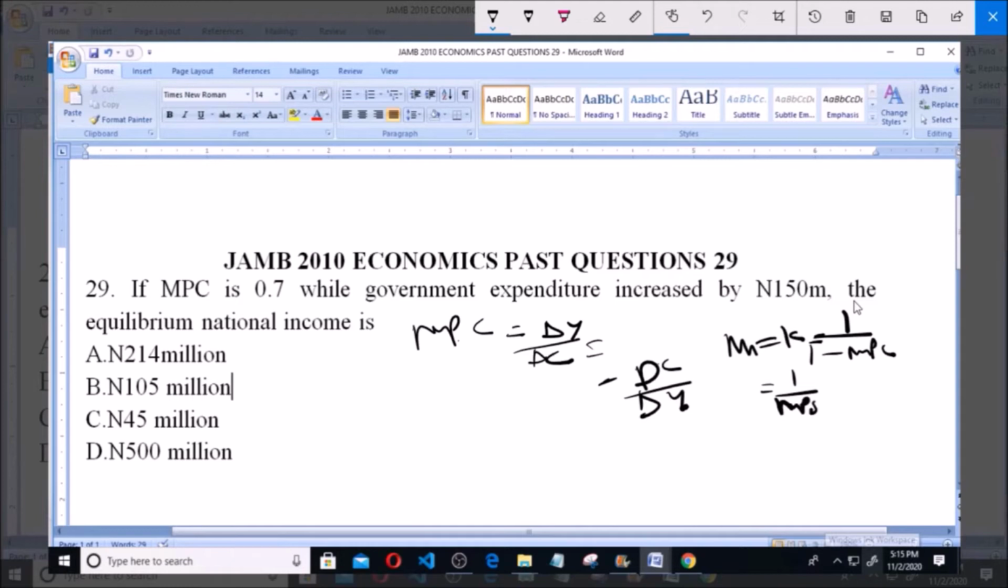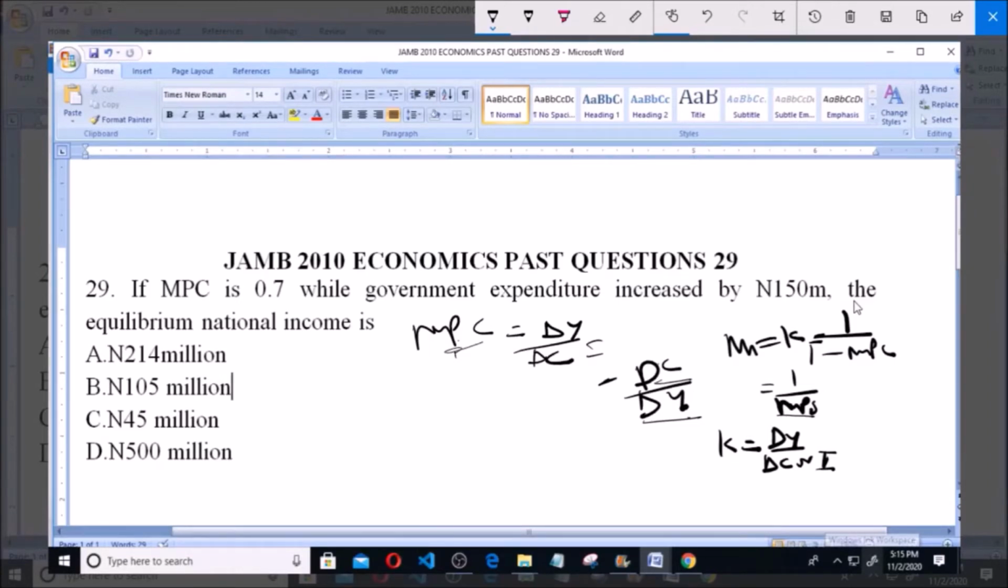Then we have another formula for the multiplier, which is K equals change in income over change in consumption or investment. Where K is the multiplier, MPC is marginal propensity to consume, and MPS is marginal propensity to save. C is changes in consumption, and Y is changes in income.